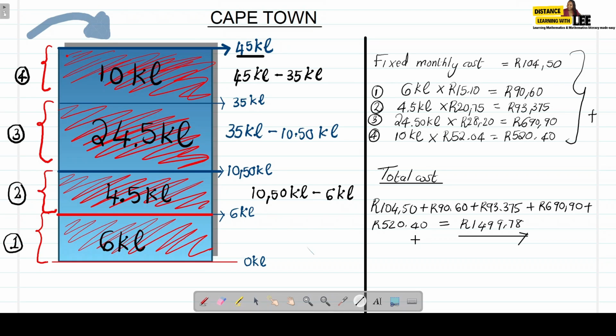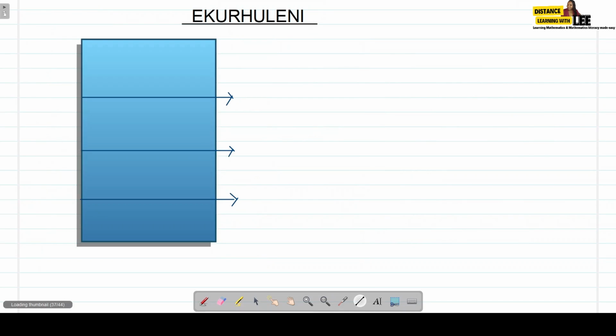However, we are not done. We have to calculate how much he would pay if he stayed in Cape Town and how much he would pay if he stayed in Ekurhuleni. So let's go to our Ekurhuleni part. I've got that JoJo tank still, that I'm going to use to help explain what is going on when it comes to the intervals that are given to us.